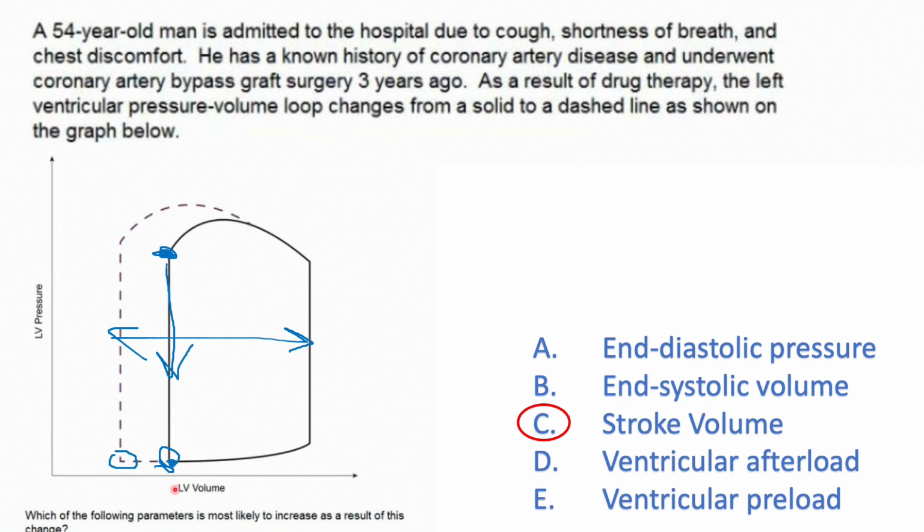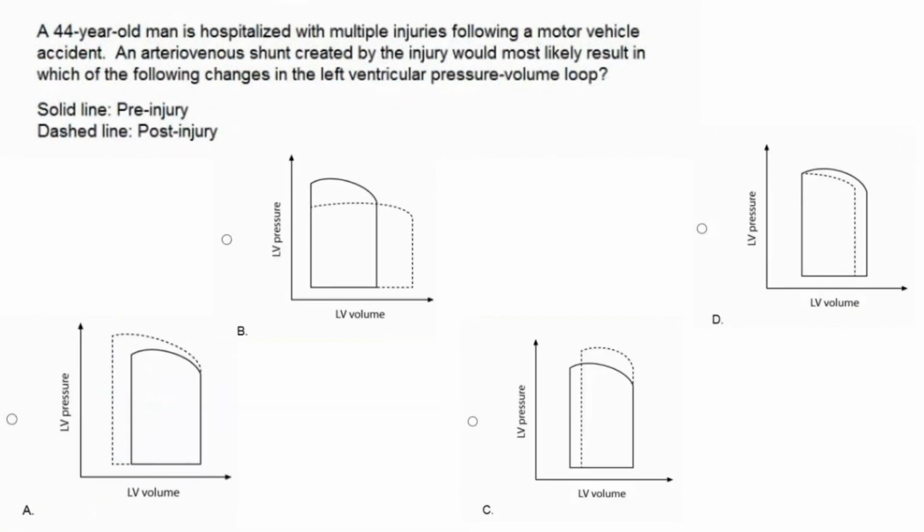You should expect that when I have more blood pumped out of the heart, when I have more stroke volume, less blood will remain behind. So the more the stroke volume, the less blood that remains behind. So end systolic volume should be less when you have more stroke volume. All right, moving on to the next question.